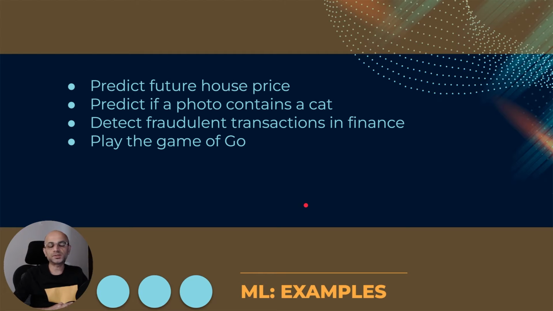Let's look at some examples of machine learning. Let's say you want to predict the house price in some real estate market. Or let's say you have a photo and you want to check whether it has a cat, or a dog, or both. Or in finance, you want to detect fraudulent transactions, or you want to play the game Go, or even chess.